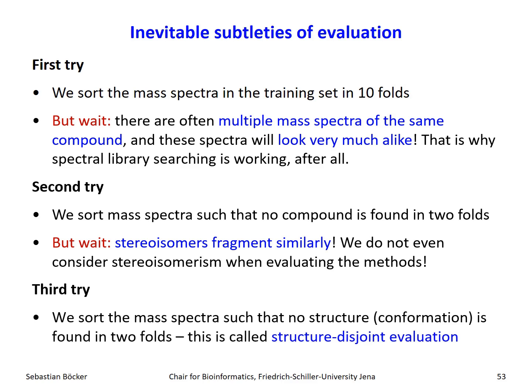And now the third try is structure disjoint evaluation, and there we make sure that no structure, no conformation is found in 2 folds. So all the spectra from the same structure are now in 1 fold. The machine learning model trains on the other folds, so it has never seen the structure before. Then we evaluate on that. And that is now pretty close, or the closest we can get when we evaluate on our training data. And unfortunately, there are many papers out there that don't do that. So they do cross-validation on the mass spectra, or if they are a little bit more careful, they do a cross-validation on the compound level. And in both cases, you get inflated annotation rates, which you won't observe in practice.